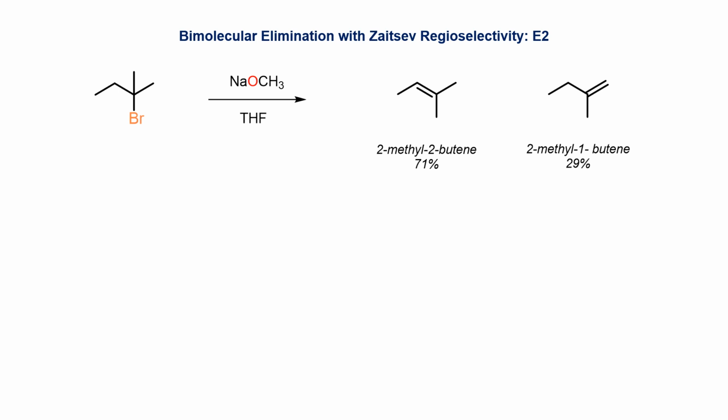When a crowded alkyl halide is treated with a small base, alkene products are formed through an elimination process. This is a concerted bimolecular reaction, which we will call the E2. Zaitsev's rule will apply with the more highly substituted alkene being isolated as the major product.